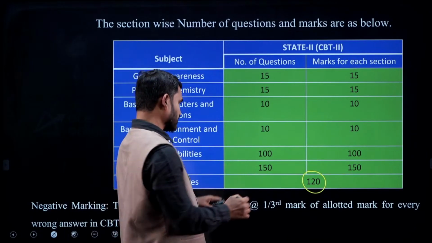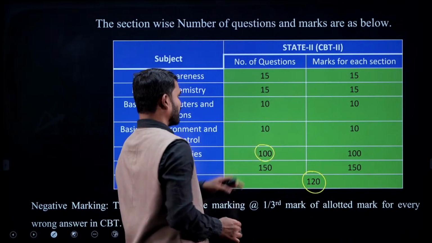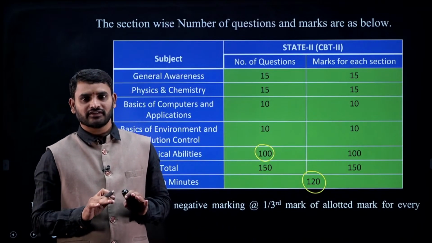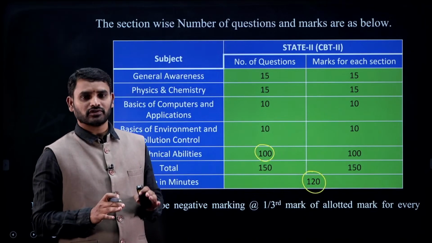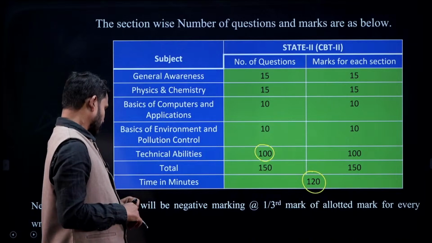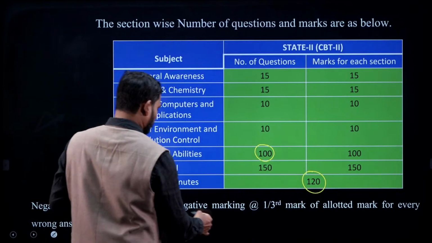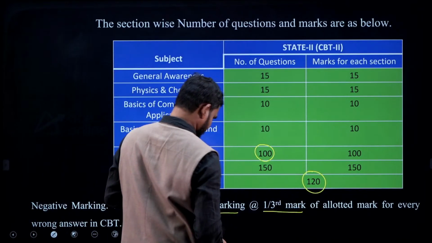Out of this 150, technical questions are 100 and the remaining 50 questions are from general awareness, with subjects like basic computers, environmental and pollution control. Remember that there is a negative marking. How much negative marking? 1/3.